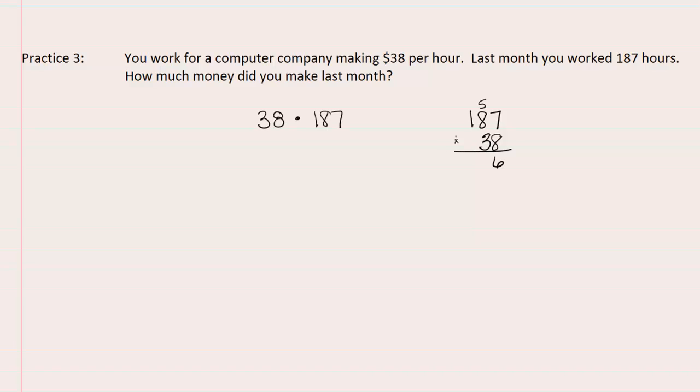56. 8 times 8, 64. 64 and 5 makes 69. 8 times 1, 8 plus 6 makes 14. Cross that off, placeholder, erase so we don't add the wrong amounts. 3 times 7 is 21, carry the 2. 3 times 8 is 24. 24 plus 2 is 26. 3 times 1, 3 plus 2, 5. So we get 6, 10, 11, 5, 6, 7.